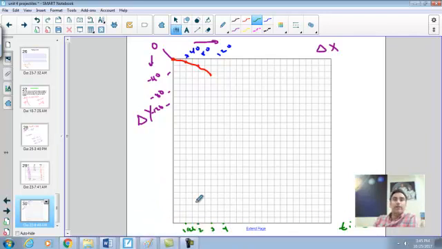Hopefully your graph starts ending up looking like the previous part.